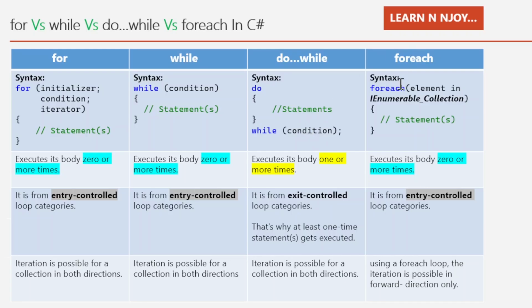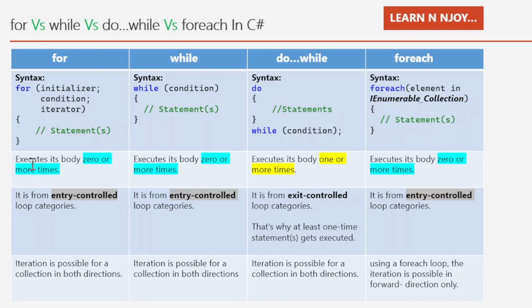Coming to the foreach syntax, we need to write the foreach keyword, then opening and closing parentheses, and in between we need to write element in IEnumerable collection, and then we need to write this opening and closing curly braces, and in between we need to provide this statement. That is the syntax part.